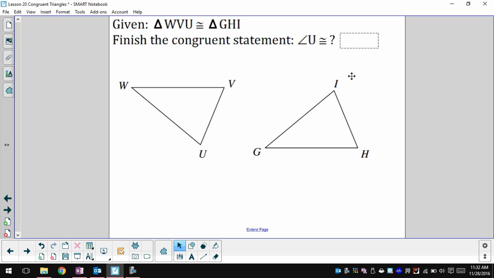So pause here and try this one. So again, if I look at the two names, I want to know which angle is congruent to U. U is the last letter in WVU. If I look at GHI, I is the last letter. That means that U and I are congruent. They have the corresponding angles that are congruent to each other in those two congruent triangles.